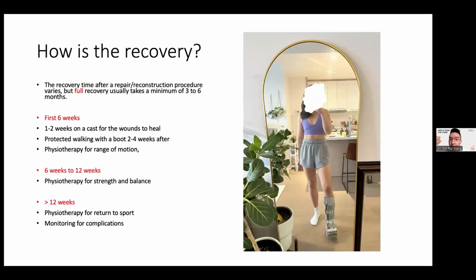And then we give you a special boot, as you see in this photograph, where we allow you to walk for the first 2 to 4 weeks on a boot to prevent excessive motion. You then see our physiotherapist for controlled range of motion exercises to prevent scar tissue forming and stiffness. From week 6 to week 12, we allow you physiotherapy to regain your strength and balance. And after 12 weeks, on a case-by-case basis, we allow them to return to sports, and we then monitor you for any complications.